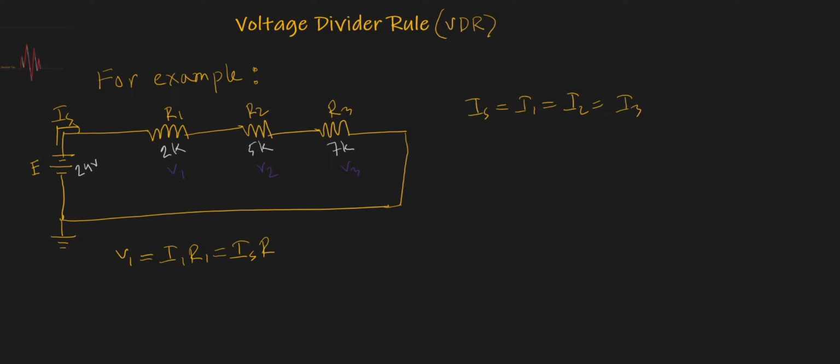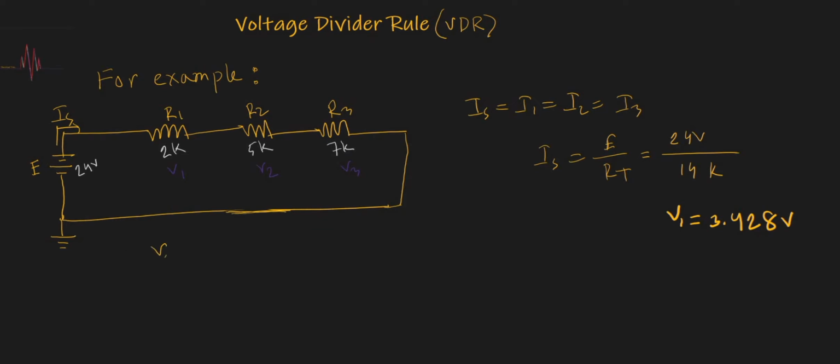Is and R1. Now we have to find the value of Is. So Is equals E over RT. The value of the voltage source is 24 volt and the value of total resistance is 14 kilo ohm. Now we will use the value of Is, and the value of R1 is 2 kilo ohm. So the value of V1 is 3.428 volt.